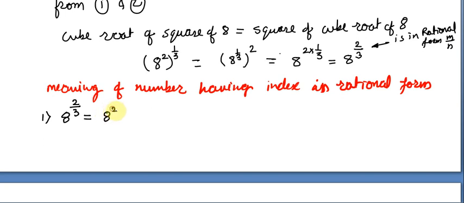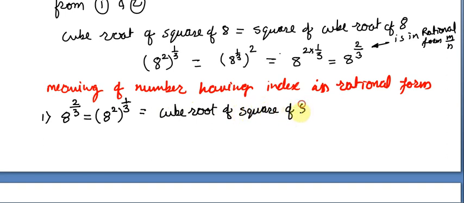So I can write it as 8 square and then 1 by 3 root. So it is written as cube root of square of 8. Always start with outside index and then the inside index.